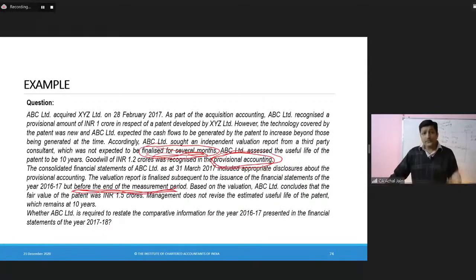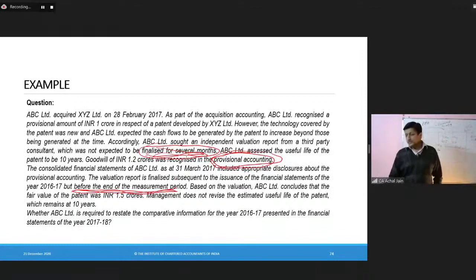Now if the value of the patent will change, what will happen? Value of goodwill will go down, because if the value of the asset will increase, the resultant impact will go to goodwill. So earlier goodwill was 1.2 crore. Now the value of goodwill will go down. Yes or no? Management does not revise the estimated life of the patent. So even though value has changed, the life of the patent, which was initially considered as 10 years, will continue to be 10 years. It will not change.